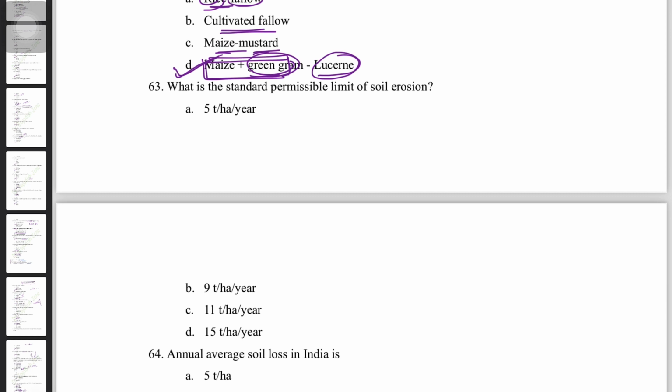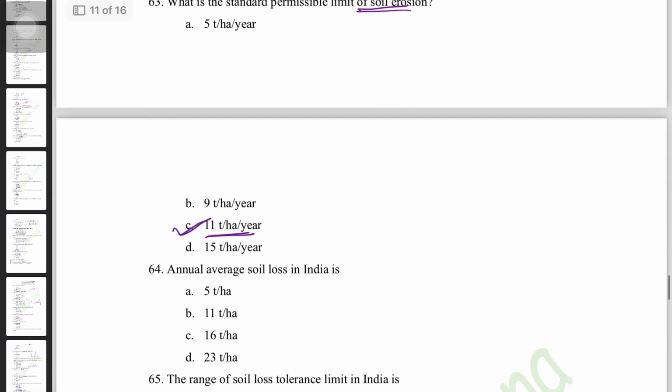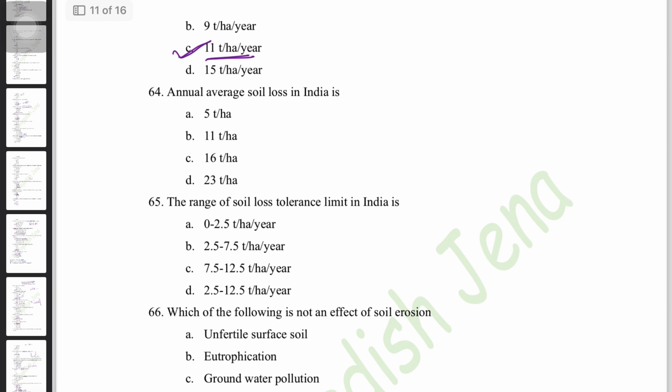Next question, what is the standard permissible limit of soil erosion? That is 11 ton per hectare per year. Up to this it is permissible, beyond this it is not permissible. But the average annual soil loss in India is 16 ton per hectare, so it is crossing the permissible limit and we have to take care of it. So we have to go for conservation tillage, mulching, live mulching and so on, so that we can prevent it.